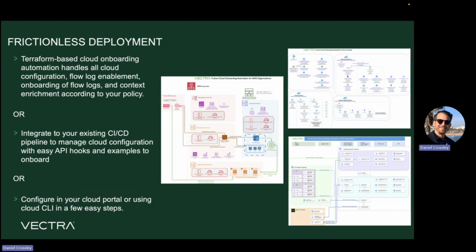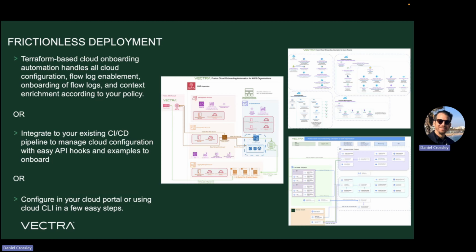Now, back to the continuous validation. This comes down to the deployment. It's not only the initial deployment, but Vectra Fusion gives us the capability of continuous deployment as well. The cloud environment is very, very fluid, and one of the big challenges that many of our customers have is that workloads and teams and instances and VPCs and so on are being spun up and spun down at a very, very fast rate.